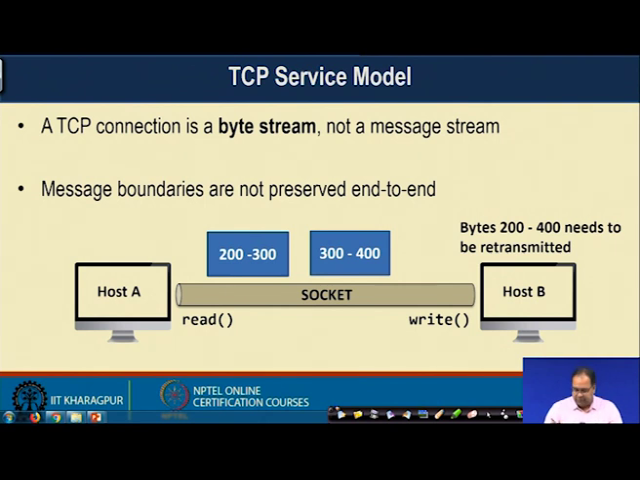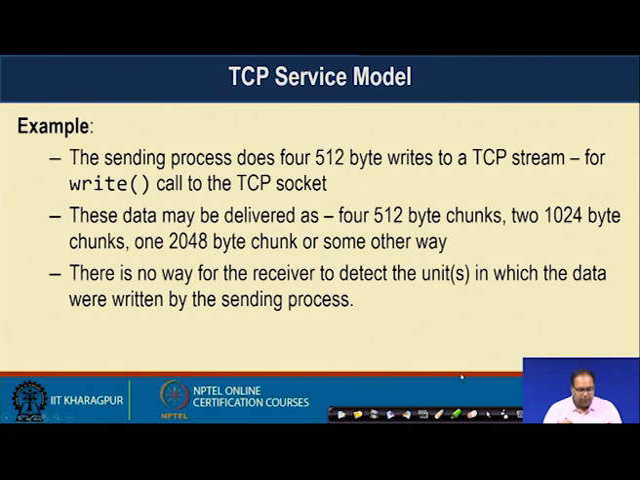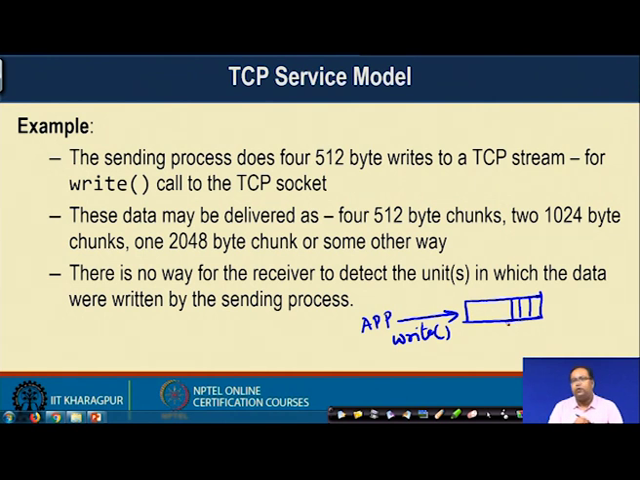So, everything is byte streaming. One example: the sending process does four 512-byte writes to a TCP stream using the write call to the TCP socket. So, the application is sending four 512-byte blocks to the transport layer, and if you remember the transport layer architecture, whenever the application makes a write call, that data goes to a buffer, and the transport layer entity reads the data from this buffer and creates the segments.